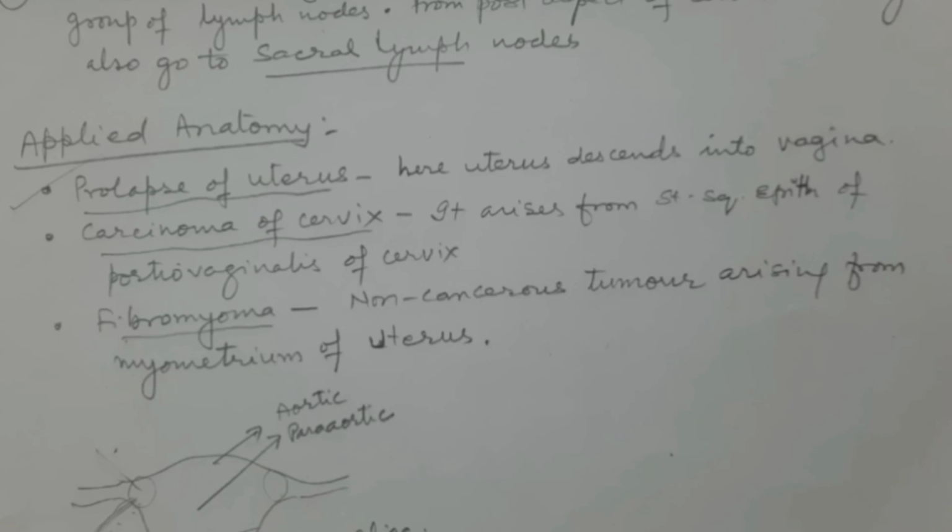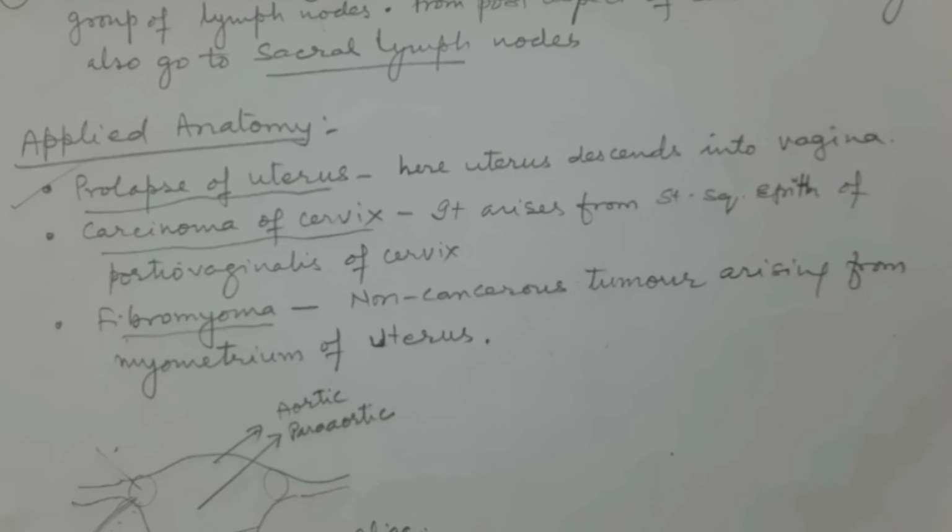Though anteflexion, anteversion, and various structures support the uterus to keep it in normal position, sometimes it starts protruding or prolapsing through the vagina and comes out at the vulva. So this is an important applied anatomy, the prolapse of the uterus.